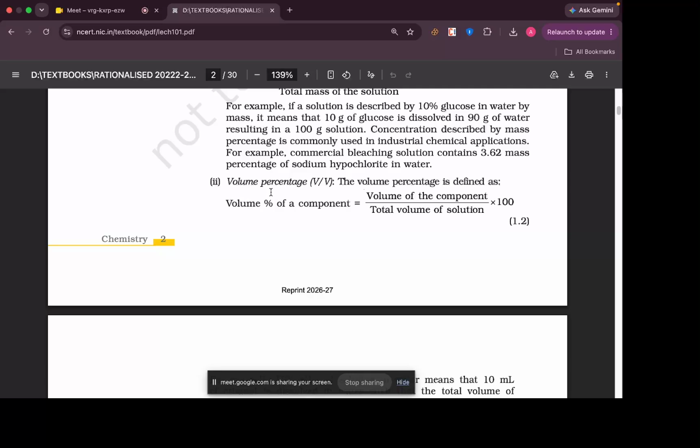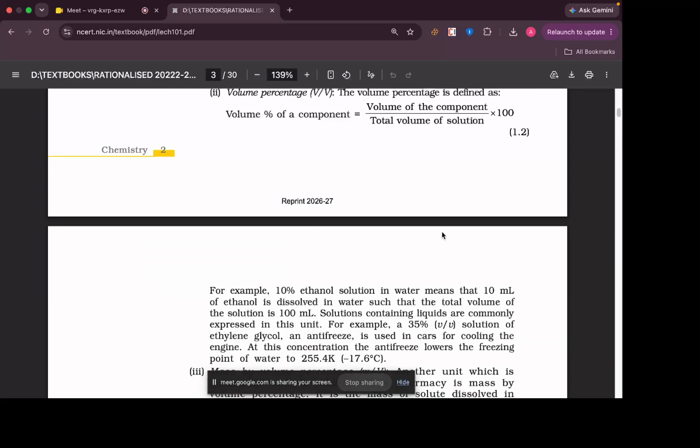Next is what? Volume percentage. Same thing again. Percentage means what? Into 100. Percentage means what? Divide by total something. But what total do we have to take? Mass? No. Volume? Yes. So volume of the component divided by total volume of the solution into 100.